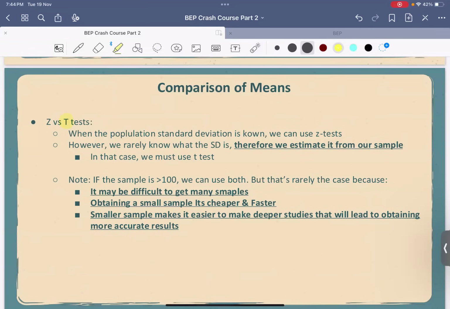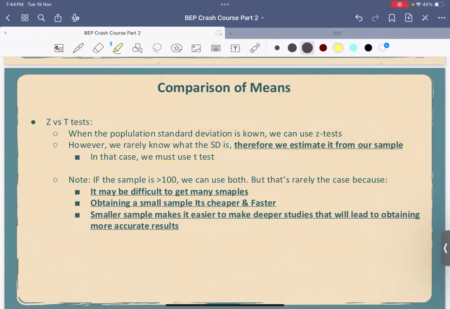Okay, so when the population standard deviation is known, we can use z-test. That's rarely the case. However, we rarely know the standard deviation, and therefore we estimate it from our sample. Okay, in that case, we must use t-test, and this is 100%, a million percent a question in your exam. They'll ask you, when do we use t-test? We use t-test when we don't know the standard deviation and we estimate it from our sample. Okay, and we use z-test when we know the standard deviation.